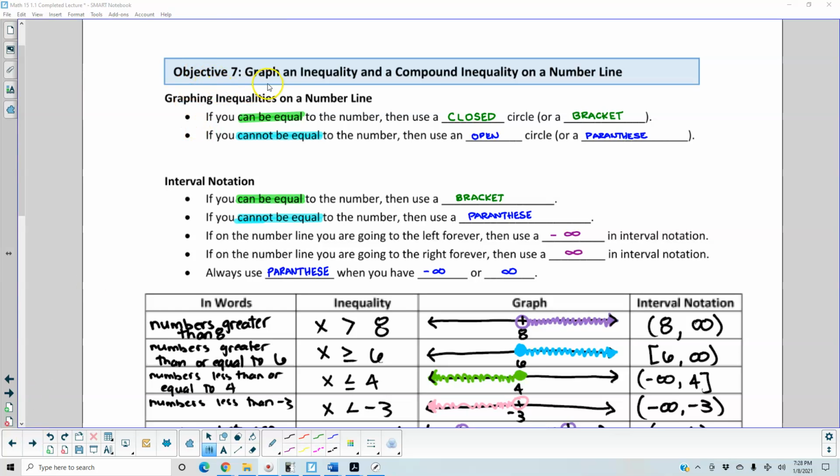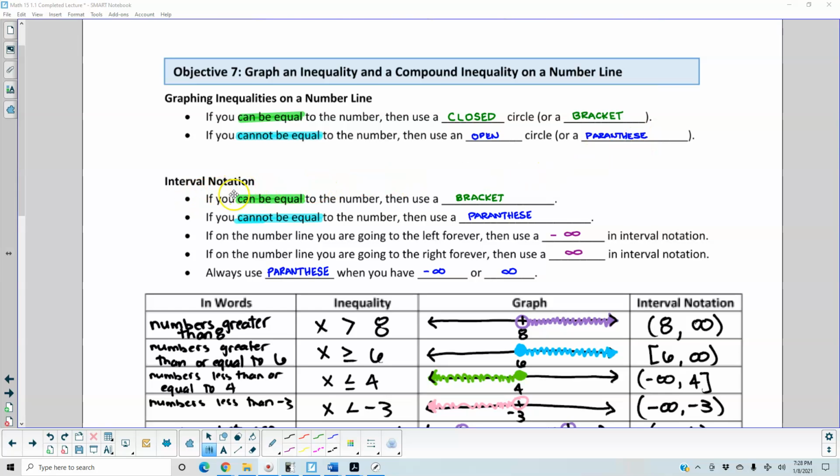Objective 7. Graph an inequality and a compound inequality on a number line. Graphing inequalities on a number line. If you can be equal to the number, then use a closed circle or a bracket. If you cannot be equal to the number, then use an open circle or a parenthesis.